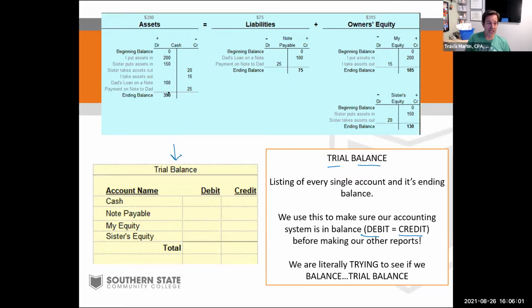And I'm just going to take the ending balances and plug them in on the correct side. 390, 75, 185, and 130. And then we total them up.